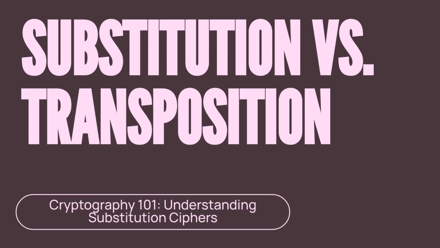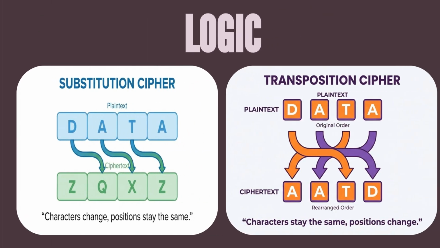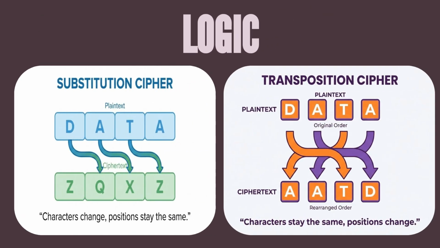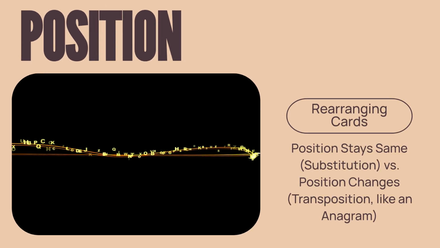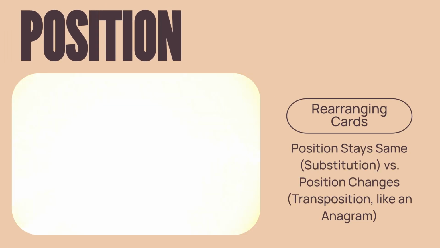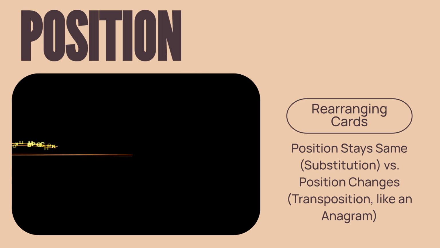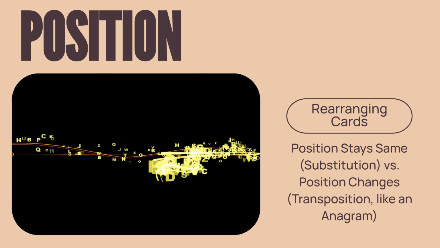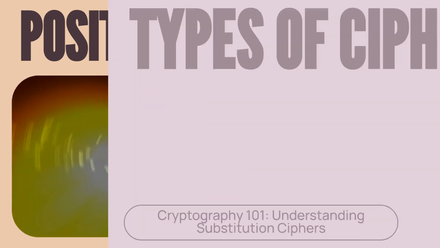It's important to distinguish substitution from the other main type of cipher, transposition. Substitution involves replacing characters, while transposition involves rearranging characters. For instance, in substitution, A might become Z, but in transposition, A remains A, just moved to a new spot. In substitution, the character's position stays the same, but in transposition, the position changes, similar to shuffling a deck of cards or creating an anagram.